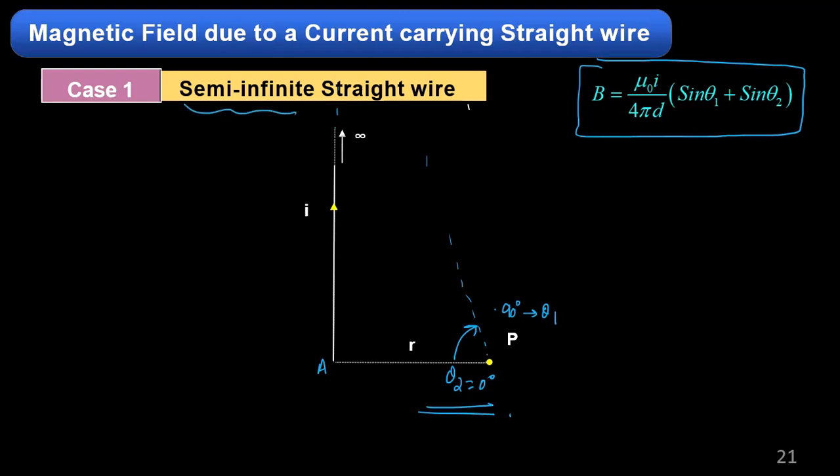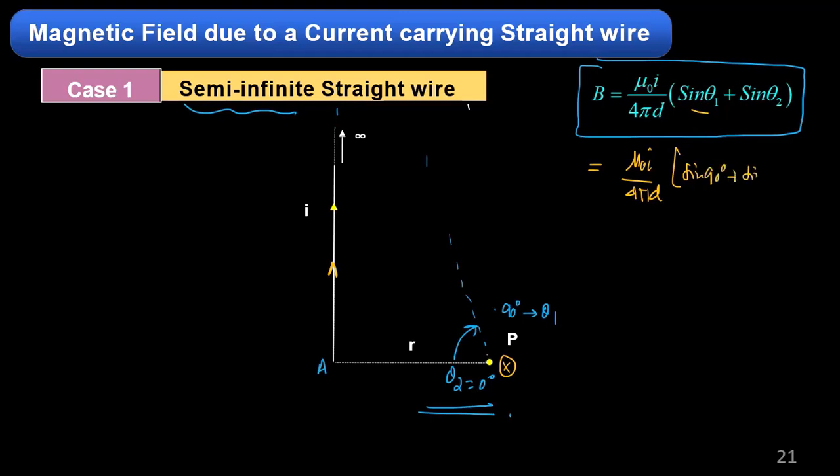Again, if I go for the calculation to find the direction of the magnetic field, you have to stretch the fingers, right hand thumb along this I direction vertically up, stretch the fingers towards your right. So the magnetic field at point P is crossed, into the plane. And once I put in the values, that is mu naught I by 4 pi d. But instead of writing sine theta 1, I am writing sine 90 plus sine 0.